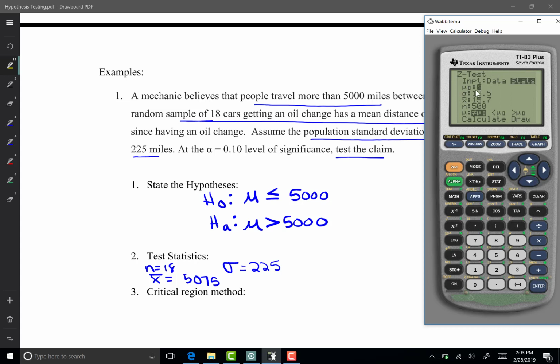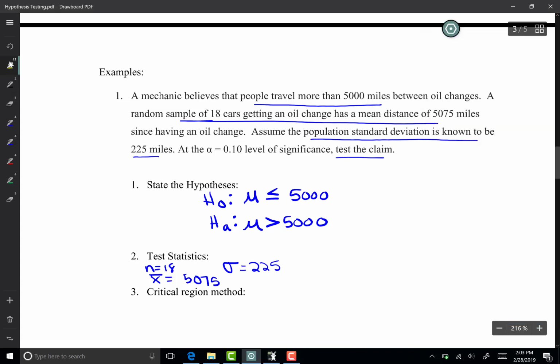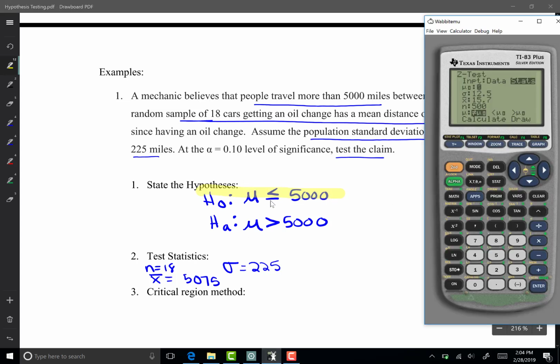Now, this says mu with a subscript of 0. That means, what did you assume in your null hypothesis? Well, in the null hypothesis, I assume that mu is less than or equal to 5,000. The equals always goes in the null hypothesis. So what I'm assuming here in the null is 5,000. Okay? My sigma that is given is 225. My x bar is 5,075.